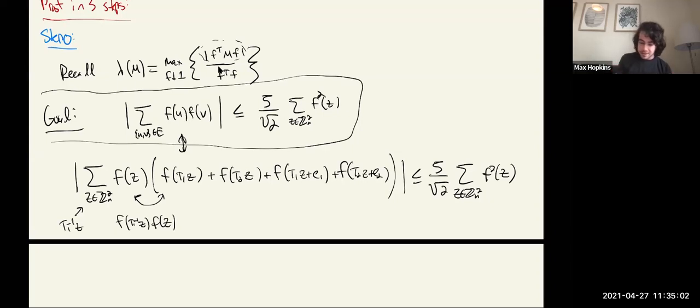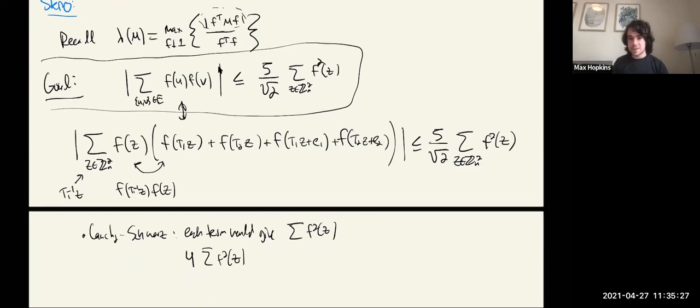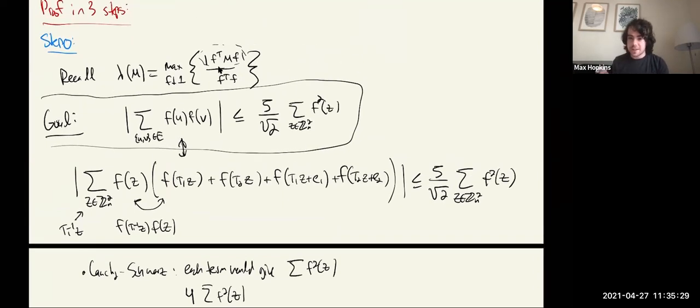But the problem is that if you try to apply Cauchy-Schwarz, what bound would you get? Well, each term would give you a sum of f squared of z. So you'd end up with 4 times the sum of f squared of z. And what bound would this then imply on the expansion? Well, you get that lambda is less than or equal to 8. But we're in an 8-regular graph, right? This is lambda 1. So this is too weak. Cauchy-Schwarz will not prove that this family is expanders.